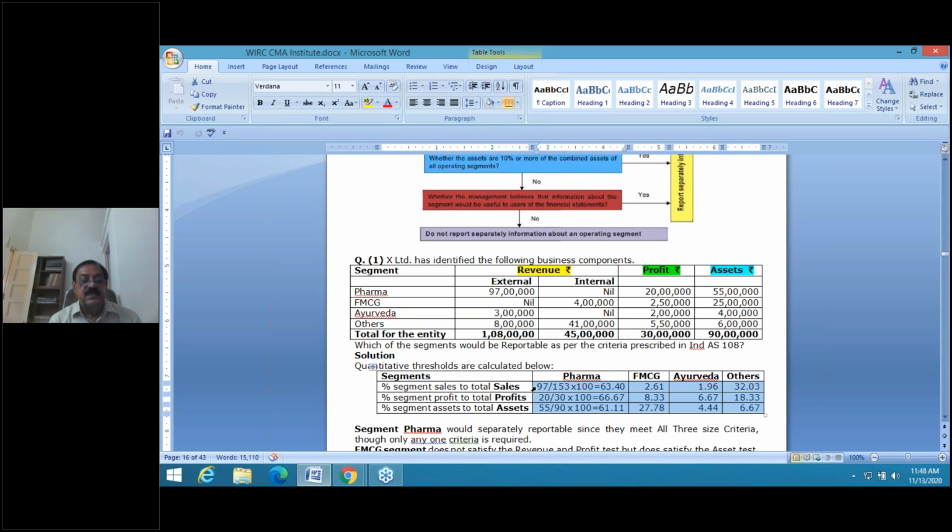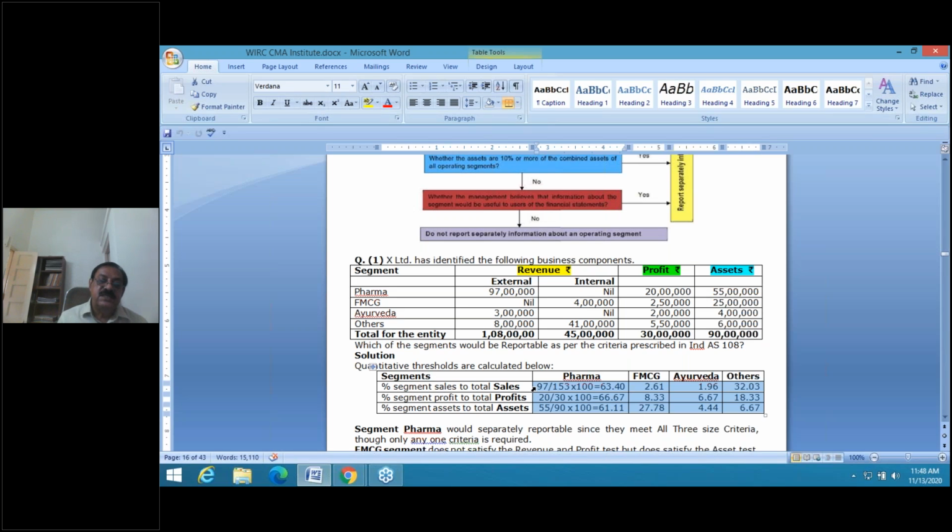So what is the percentage sales contribution of the pharma sector? 97 by 153. That is 63.40%. So obviously it is 10% or more. So pharma is a reportable segment under the sales criteria. Even if you go to the profit.